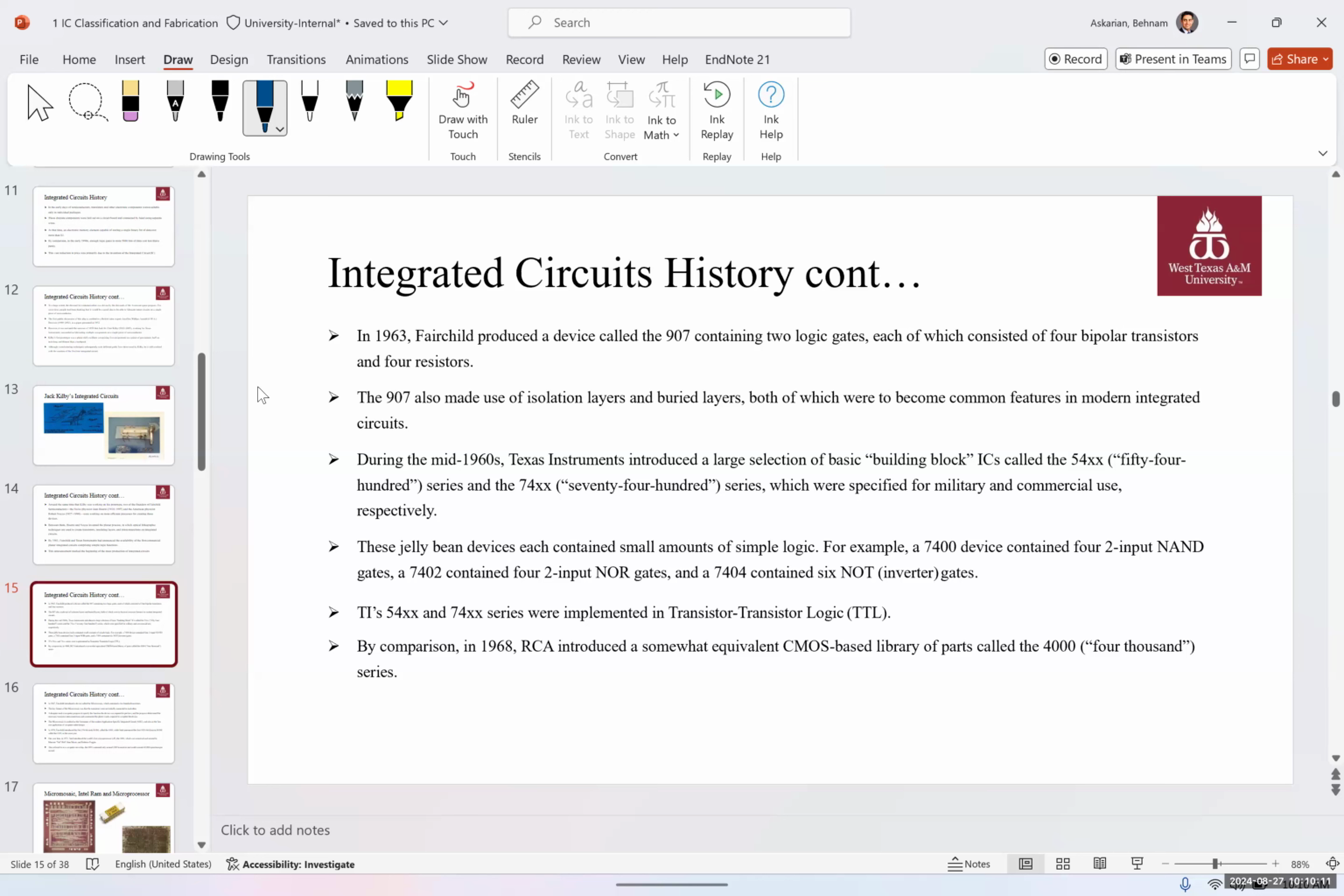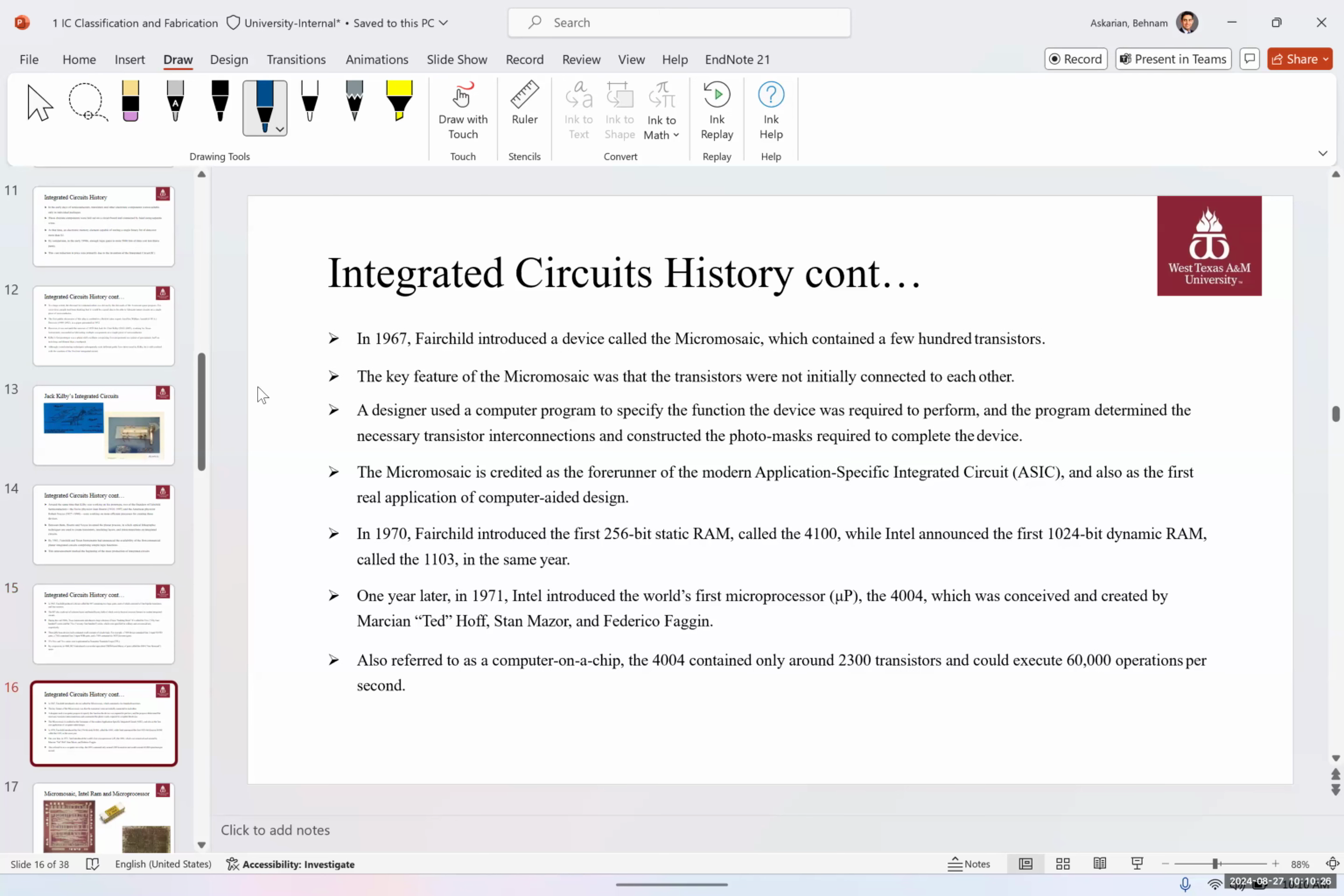By comparison, in 1968, RCA introduced a somewhat equivalent CMOS-based library of parts called the 4000 series. And we have 4000 series in the lab as well. So you can read faster than I can.